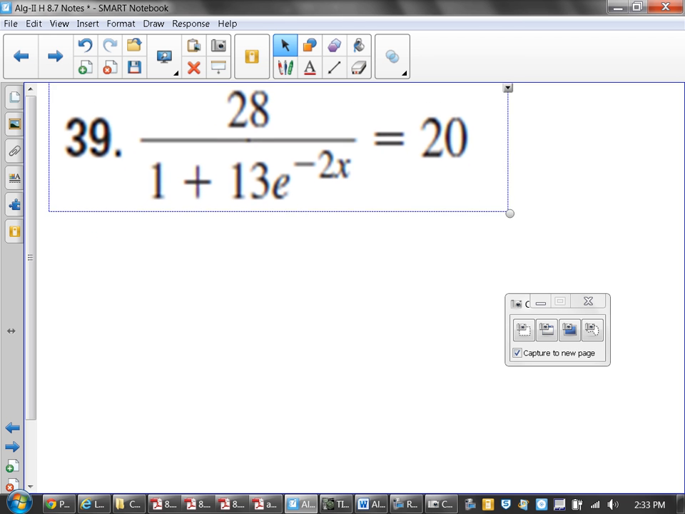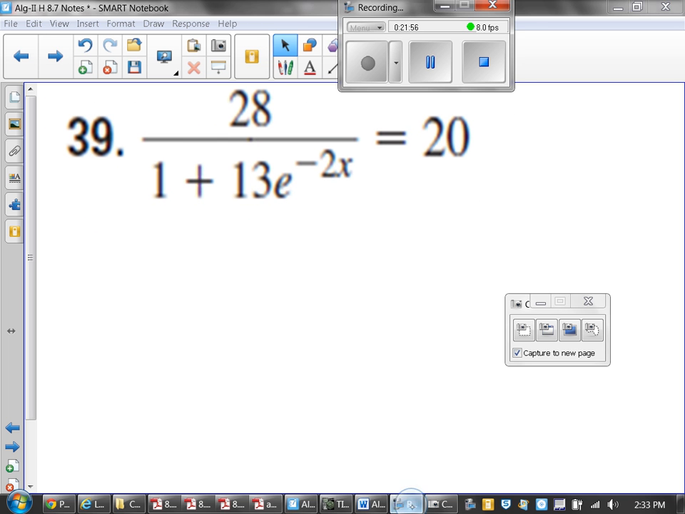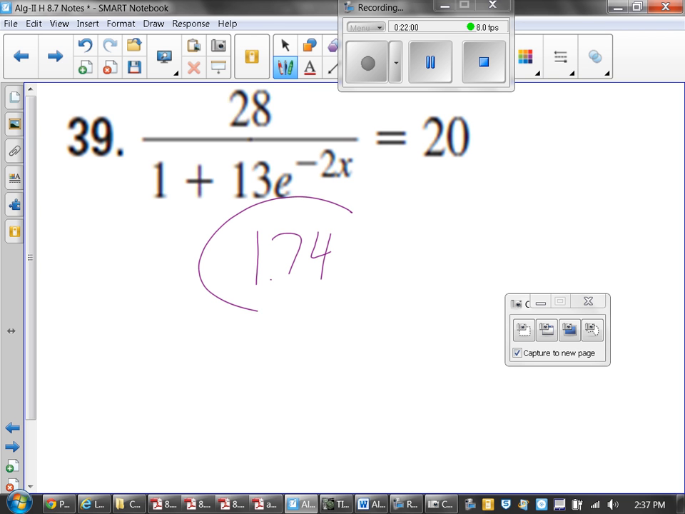Solve that one real quick. Solve that one and we'll call it a day. Everybody agree? 174?